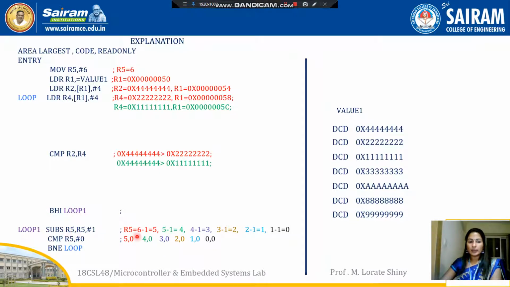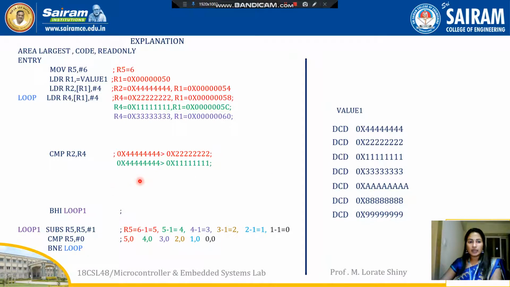In loop I am decrementing the counter. This time 5 minus 1 becomes 4. Now I will compare 4 comma 0. Here both are not equal, 4 and 0 are not equal. So I will go back to loop again. This time R1 is 58. In 58 I have 333, that will be moved to the R4 register. Now R1 will be updated with 60. 60 means the address of the next data, AAA.